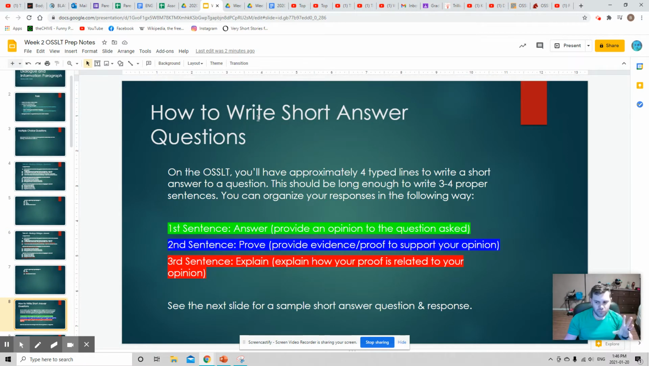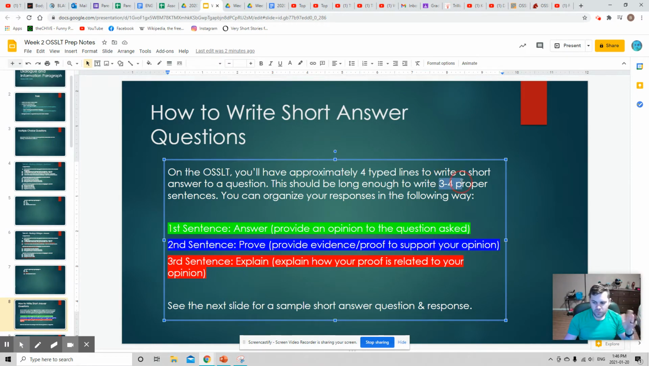And this is review from last week on how to write a short answer question. You'll have 4 lines to write a short answer question, which should be enough for 3 to 4 sentences, 4 sentences max. And I suggest answering the question in the following way. Your first sentence, you want to provide an opinion. Second sentence, you want to prove by offering support and evidence. And then third, you want to explain how your proof is related to your opinion.